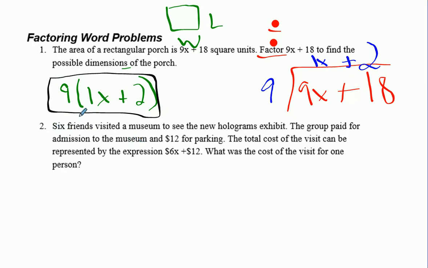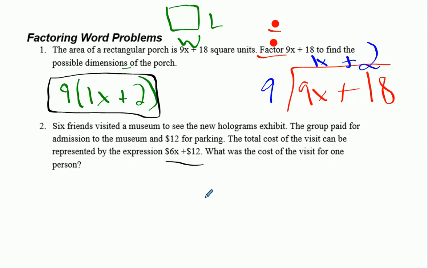Now, number 2 says 6 friends visited a museum to see a new holograms exhibit. The group paid for admission to the museum and $12 for parking. The total cost of the visit can be represented by the expression 6x plus $12. What is the cost of the visit for one person?